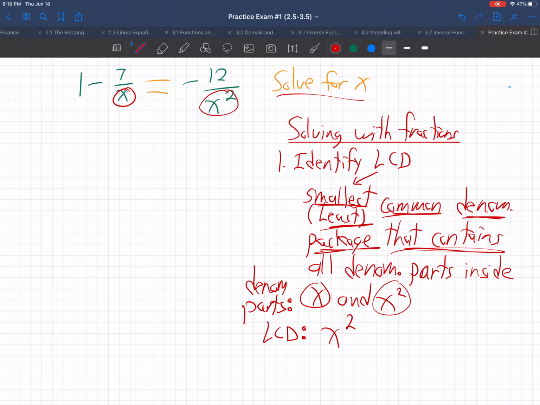So x squared is our LCD because that has in it a single x and it has x squared. They both can go into it one at a time. That's all we care about. That is a package that contains both a single x and an x squared. So that's our LCD. Okay, great.